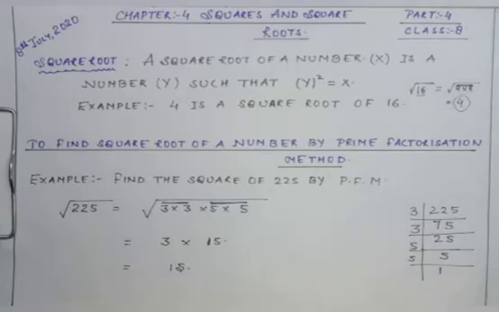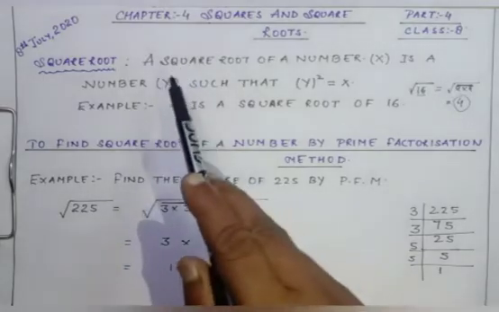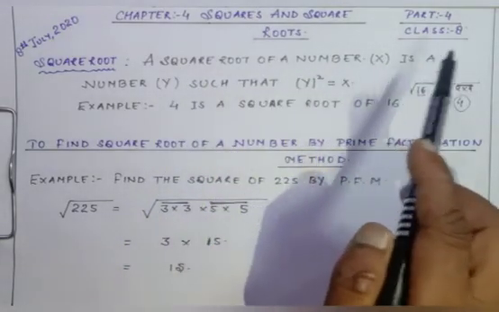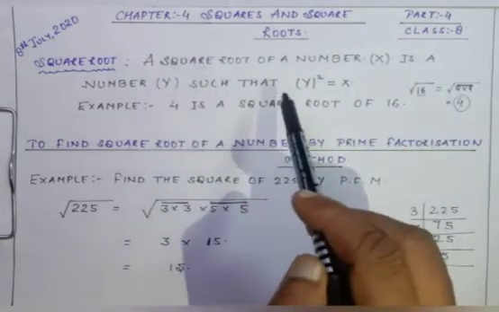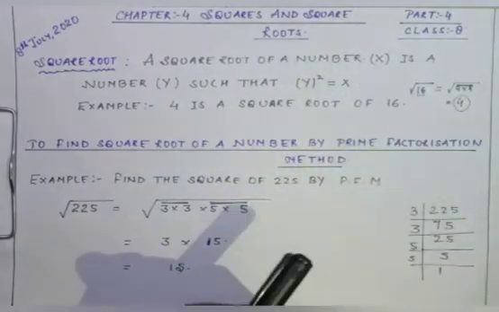Today we are going to conclude with the same chapter, that is chapter 4, squares and square roots, and the new topic is square root. Let us see the definition of a square root. A square root of a number x is a number y such that y square is equal to x.